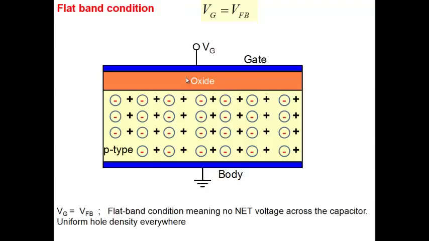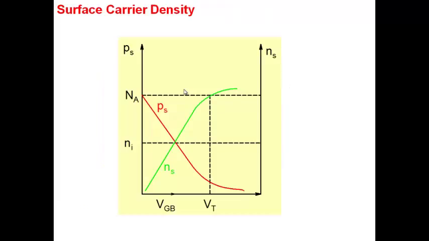Next, what we have to do is look at things quantitatively. For example, we would like to calculate under what condition do I have flat band.